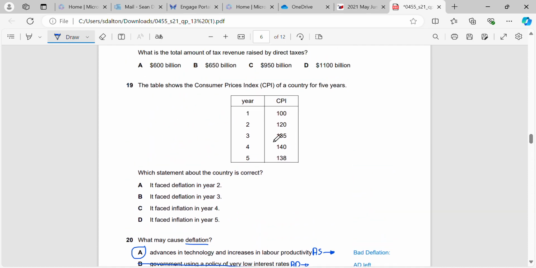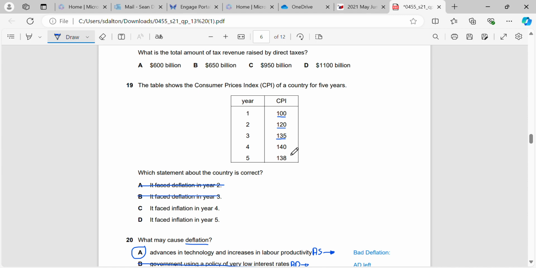Okay, table shows the consumer price index of a country for 5 years. What statement about the country is correct? It faced deflation in year 2, so that's incorrect. We can see it's 120 in year 2 and it was 100 in year 1, so we actually faced inflation of 20%. It faced deflation in year 3, we can see that's wrong again. 135 in year 3 and 120 in year 2, so we had inflation of 15.